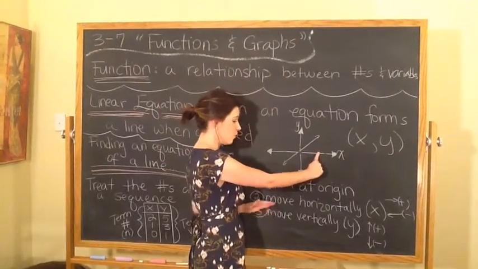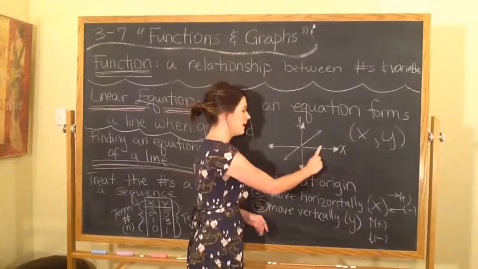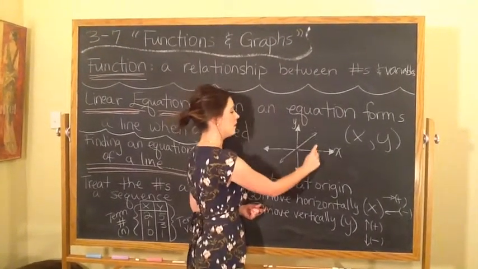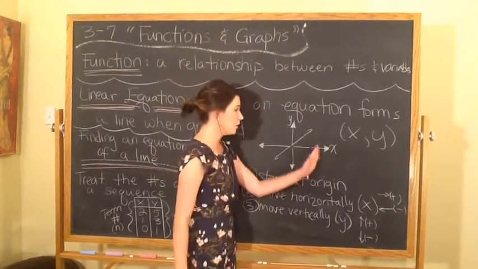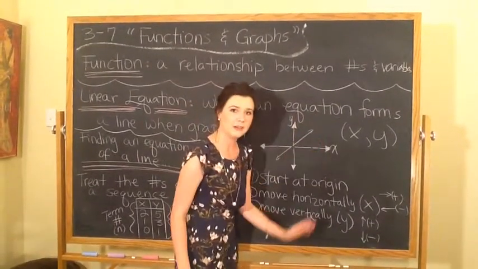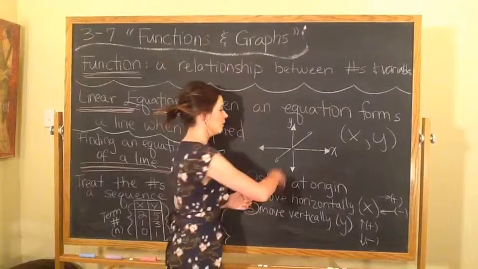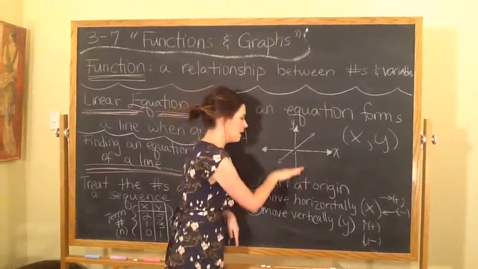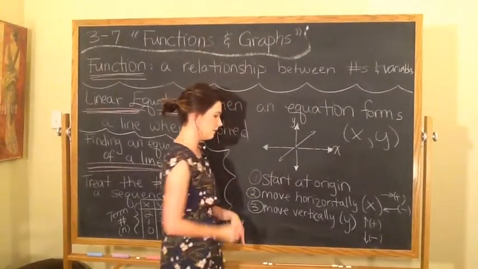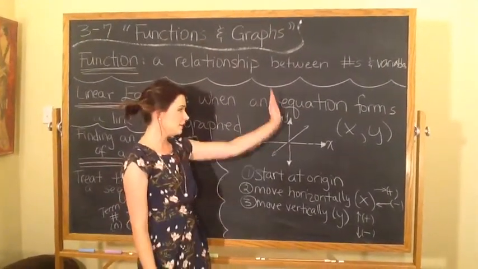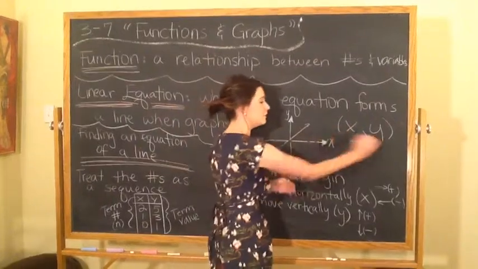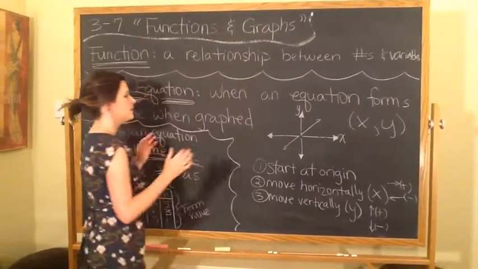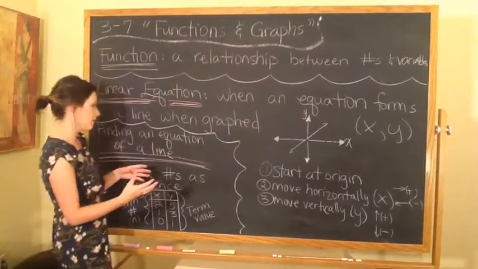Then after we move horizontally, we need to move vertically. So now that I've moved over this many units, I need to see, am I going up or am I going down? And remember, going up is positive and going down is negative. So think, going right is positive, going up is positive. Going down is negative, going to the left is negative. So that vertical number is our y. This tells us how many this way to move. This one tells us how many up and down to move. Okay? So that's a little mini review of graphing.